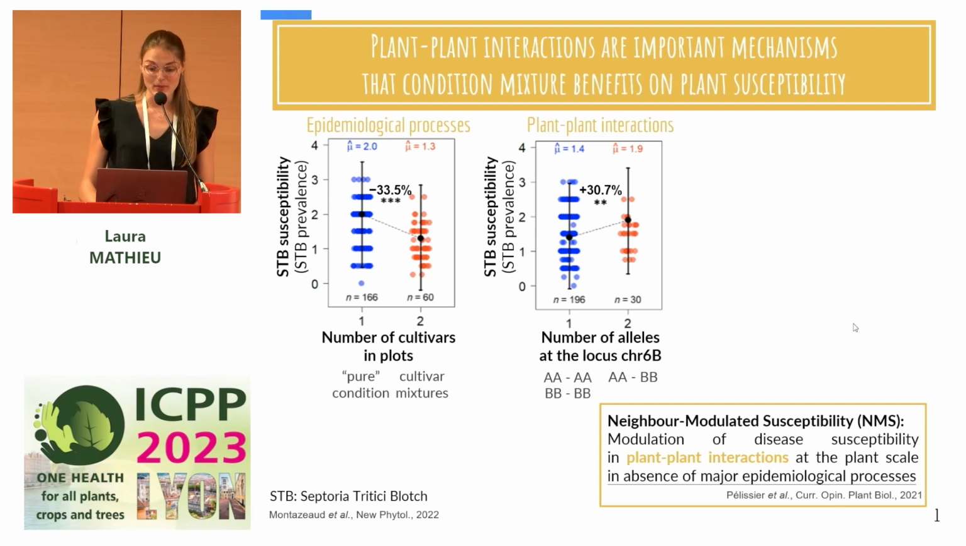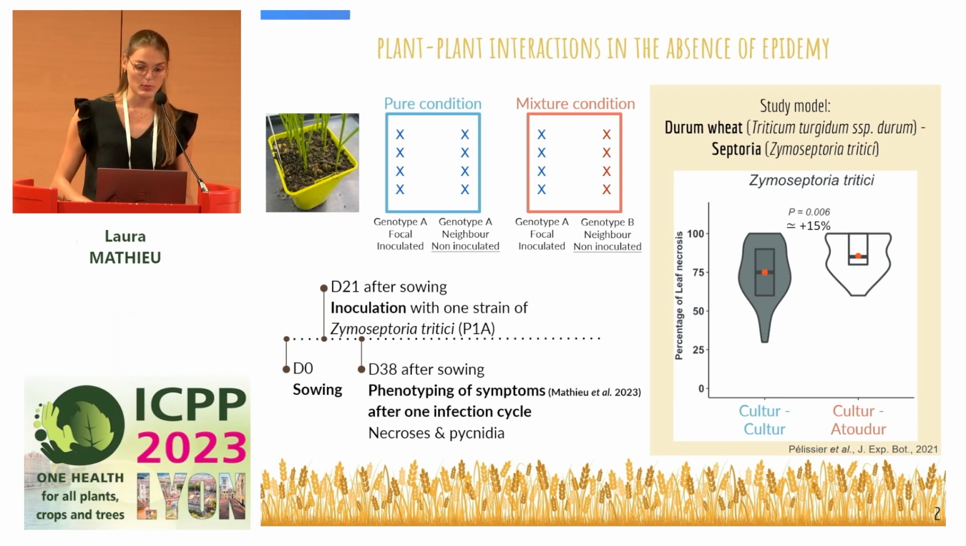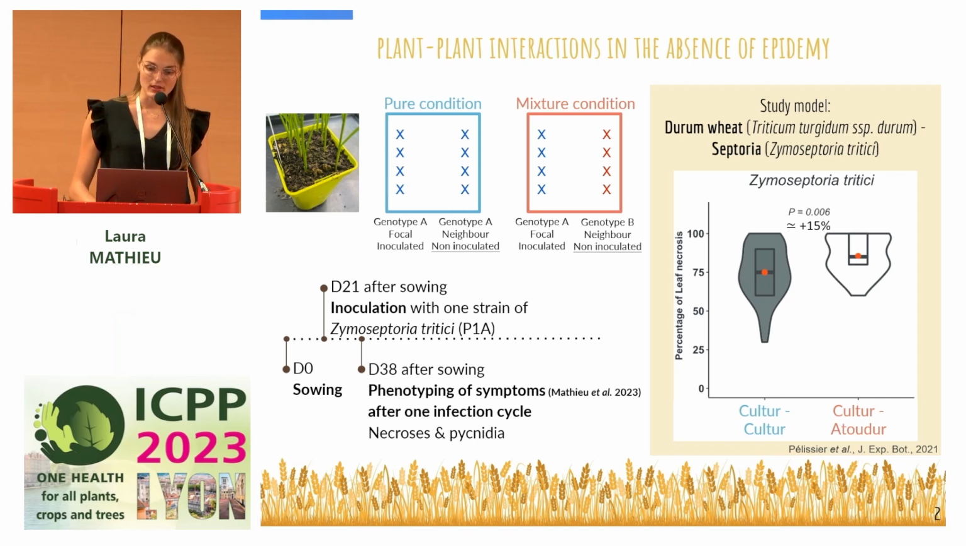When disease susceptibility is modified by plant-plant interactions and in absence of epidemiological processes, this phenomenon is called NMS, neighbor modulated susceptibility. To study neighbor modulated susceptibility, we use an experimental design where there is no epidemic to reveal the plant-plant interactions. In this system, we observe the phenotype of the focal plants and compare this phenotype between the pure condition and the mixture condition.